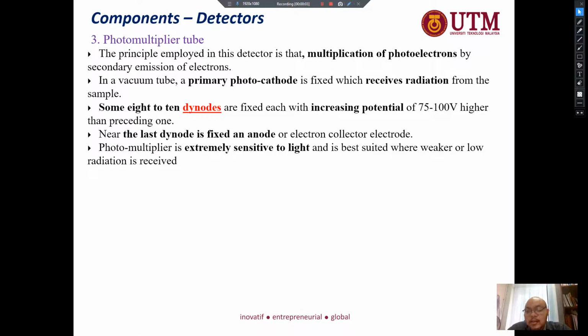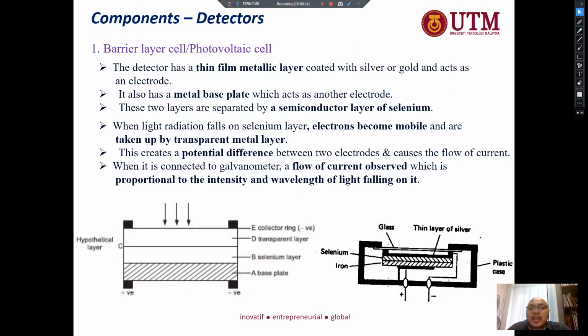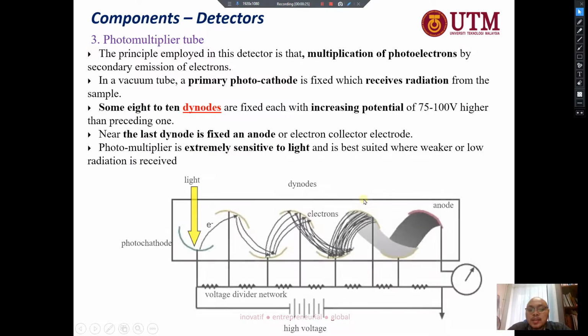The third detector that you will learn is the photomultiplier tube. If you compare to the phototube and the photovoltaic cell, it's just one process. It hits, creates a potential difference, and then produces the current flow. But the photomultiplier tube is a little bit different. When the light reaches the photocathode, it will produce electrons. The electrons produced will hit another photocathode, and the process is repeated, with the number of electrons multiplying each time it hits another photocathode.